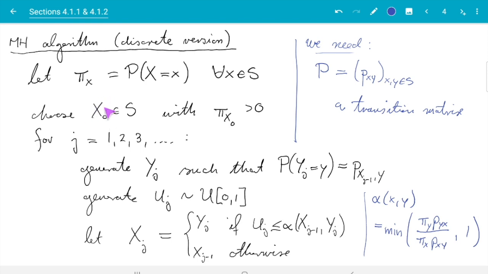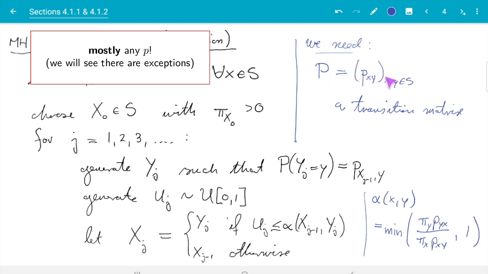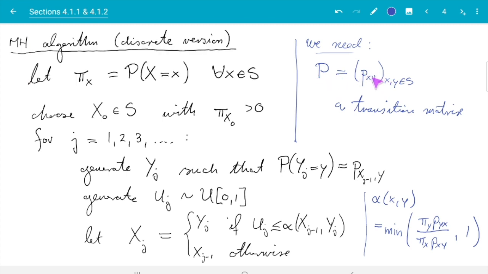We start somewhere, we get to choose. That's not specified by the algorithm, and we'll later see it's not so important how we choose as long as we have this condition satisfied. Then in each step, we do some accept-reject thing, where we first generate a proposal using this transition matrix P, which we haven't discussed really yet, but which we will need to perform the algorithm. It turns out you can choose any P, but there are good and bad P's for efficiency. So correctness is fine, you can use any P. Efficiency may be affected if you choose a bad P. We'll discuss this later. Then we generate our U just to help us decide whether to accept or reject.